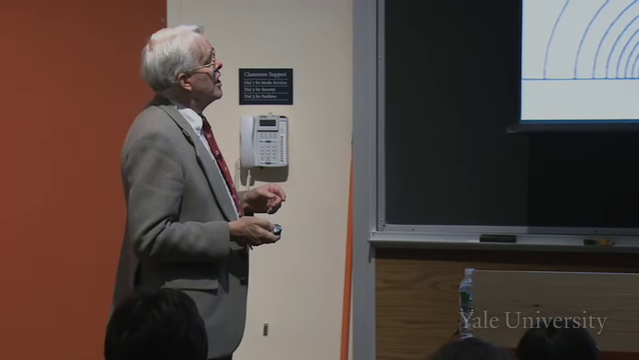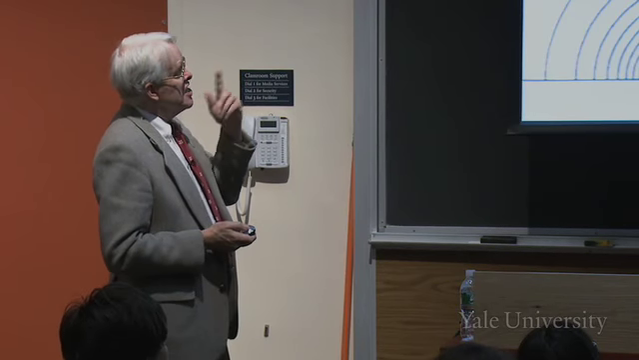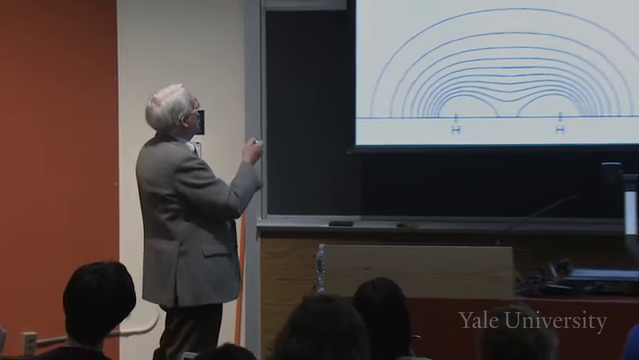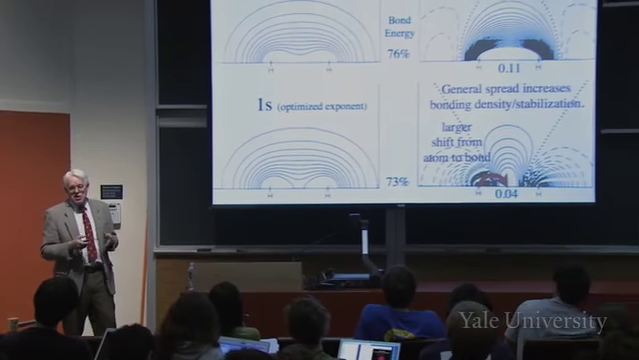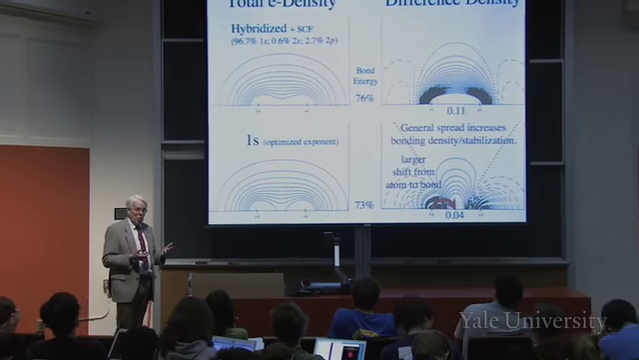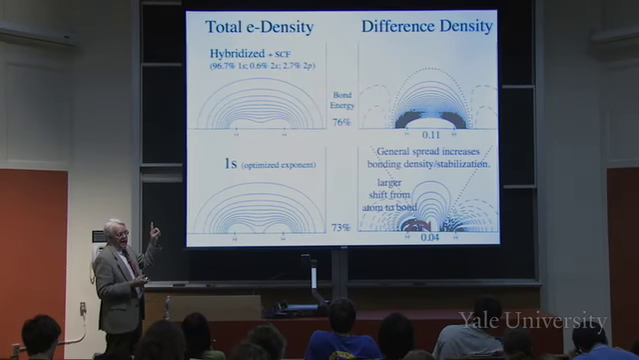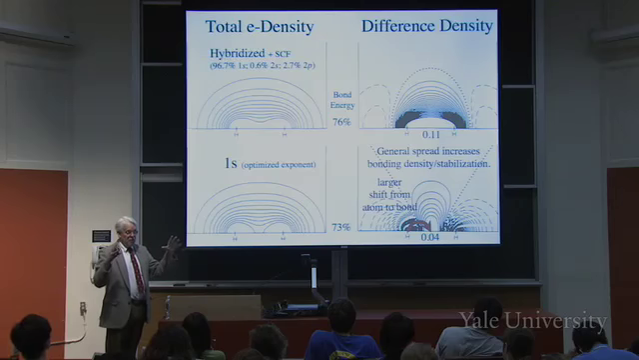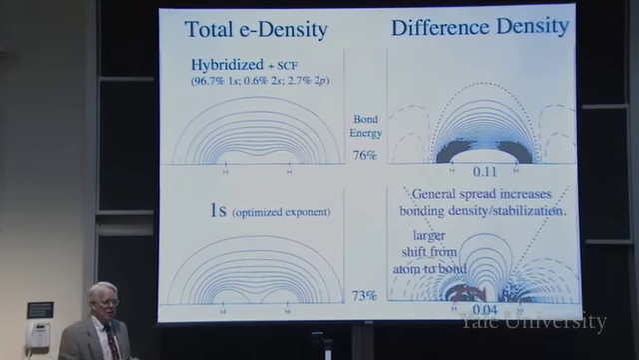So here, instead of this, we're going to hybridize it. Now, this particular calculation did the hybridization and also did a little self-consistent field calculation. And the hybridization left it 96.7% 1s. So essentially it's still a normal 1s orbital. But they added 0.6% of 2s, which expanded it a little bit, because 2s goes further out than 1s. And they added 2.7% of 2p.